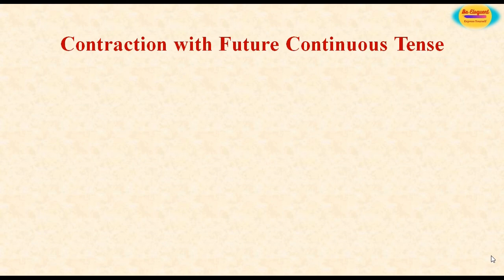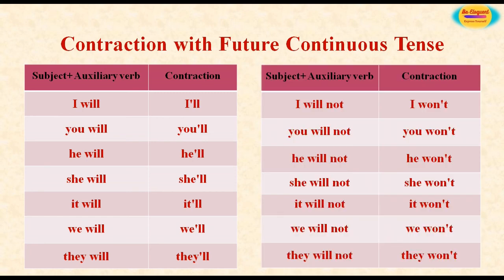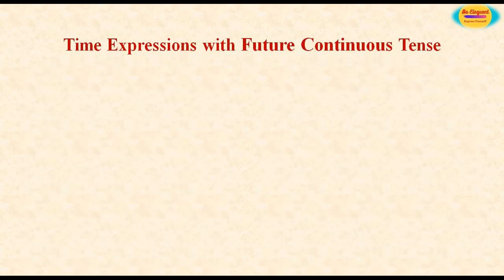Contraction with future continuous tense. When we use the future continuous tense in speaking, we often contract the subject and will. In negative sentences, we may contract with won't like this. Time expressions with future continuous tense.